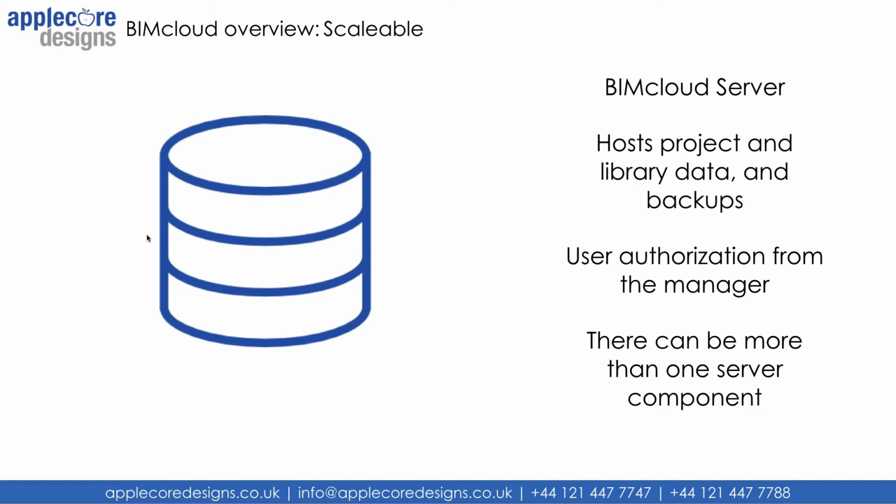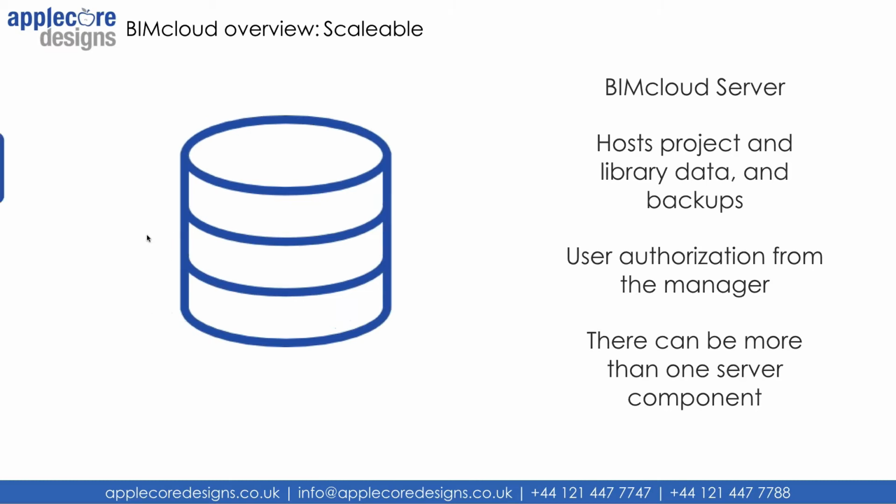What this means is that you can have multiple servers for multiple offices whilst still being able to access information across these offices around the world. So if you have an office in London and you have another office in New York, New York is able to host your North American project and London is able to host your European project. And if there is a requirement to access a European project from New York, that is possible by simply logging into the BIMcloud wherever you are in the world.